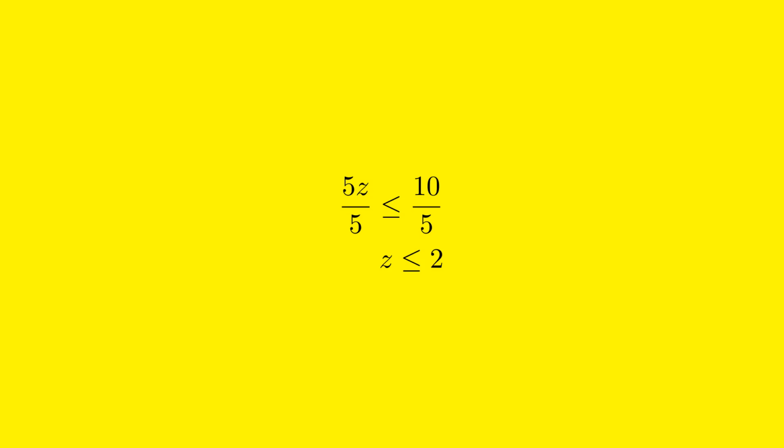To express this solution in interval notation, we consider all the values that z can take. z can be any value that is less than or equal to 2. In interval notation, we represent this as negative infinity to 2, including 2. We use the term negative infinity because there is no lower limit to the value z can take. It can go as far negative as possible. Therefore, the final solution to the inequality 5z minus 2 less than or equal to 8 is z less than or equal to 2, and negative infinity to 2, including 2.